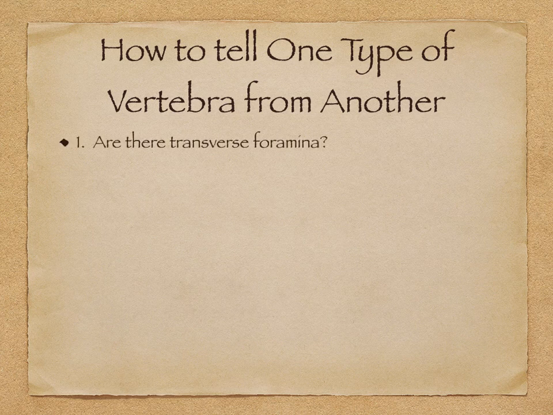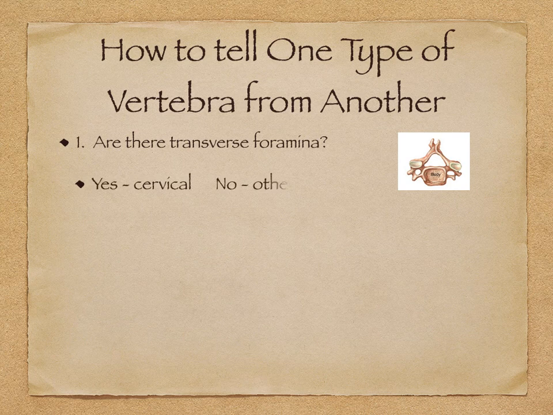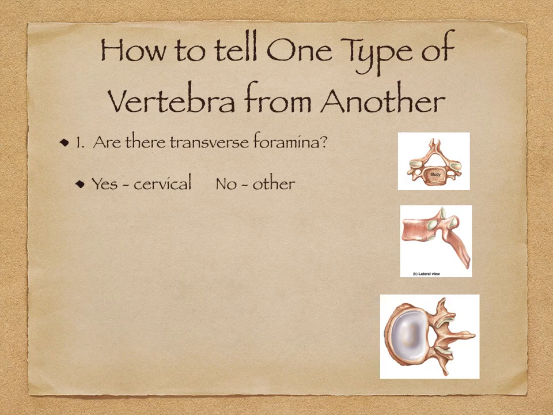So if somebody was showing you one and asking you which type it is, what would you look for? Well, the first thing you would ask yourself is, are there any transverse foramina in the bone? Like in this bone, you can see that there are. So if that is your answer right there to this first question, then you know what you're looking at and it's done. If there were no transverse foramina showing, then you would know that it was a thoracic vertebra or a lumbar vertebra, one of these two.